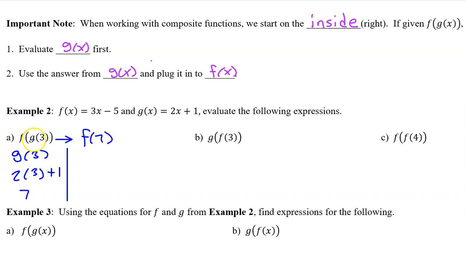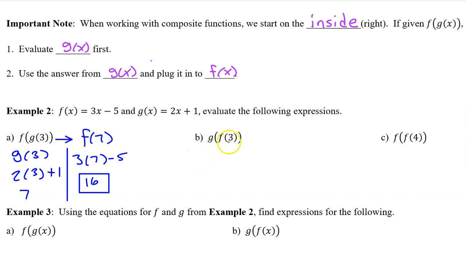Now f at g at 3 becomes f at 7. Plugging 7 into function f gives us 3 times 7 minus 5. That's 21 minus 5, which is 16. And that's the answer.